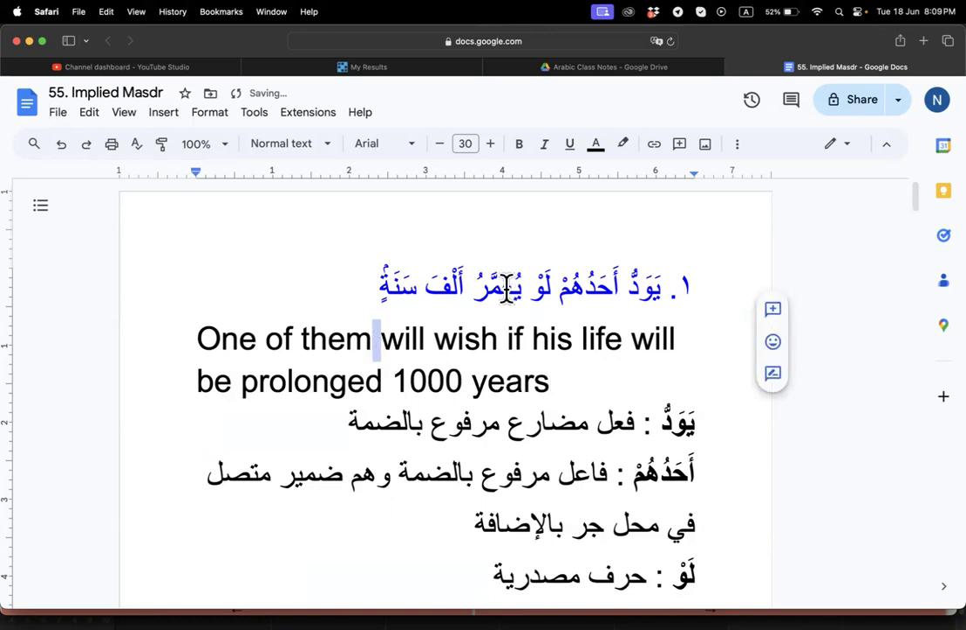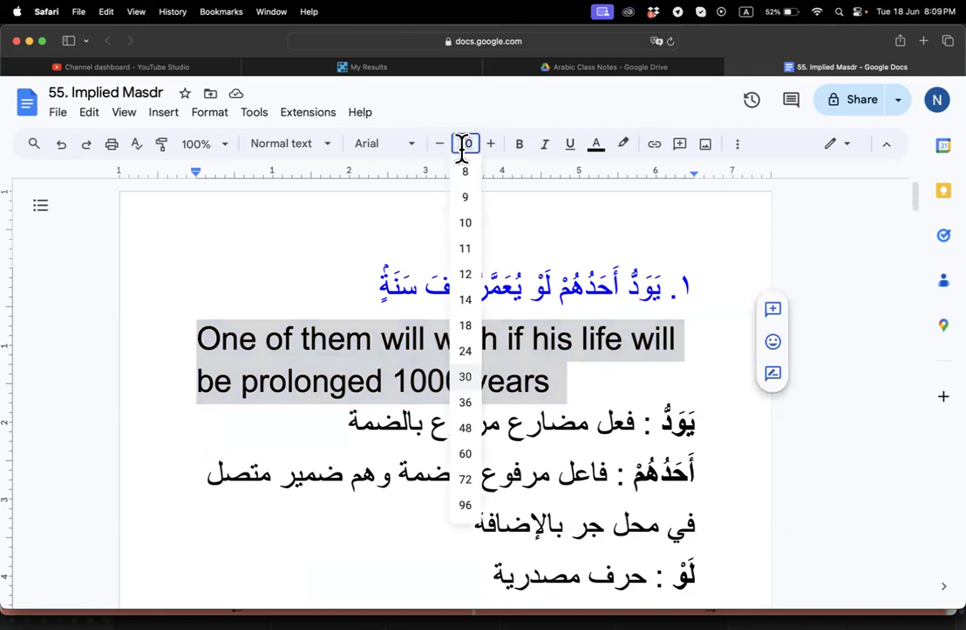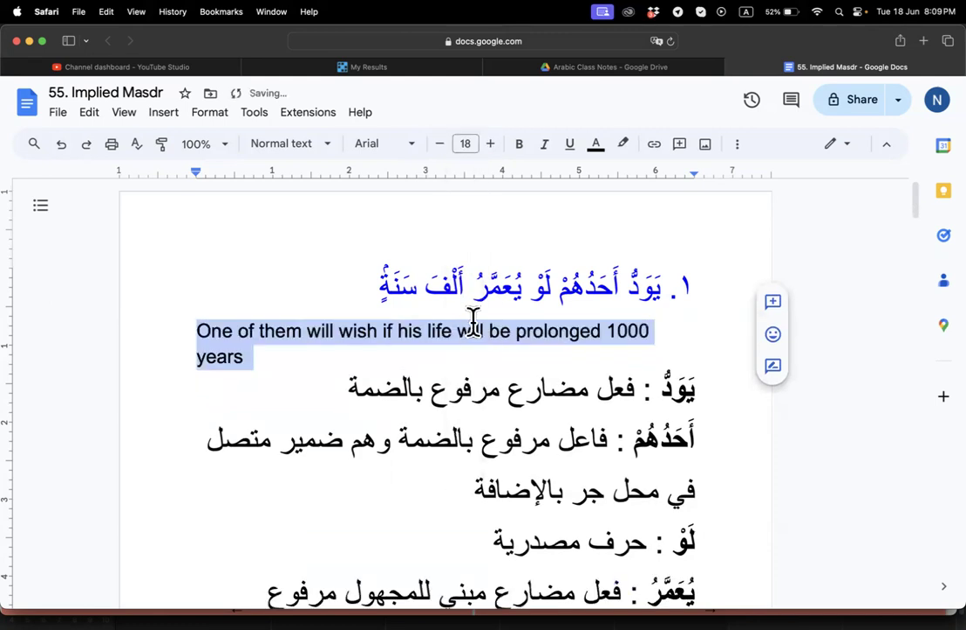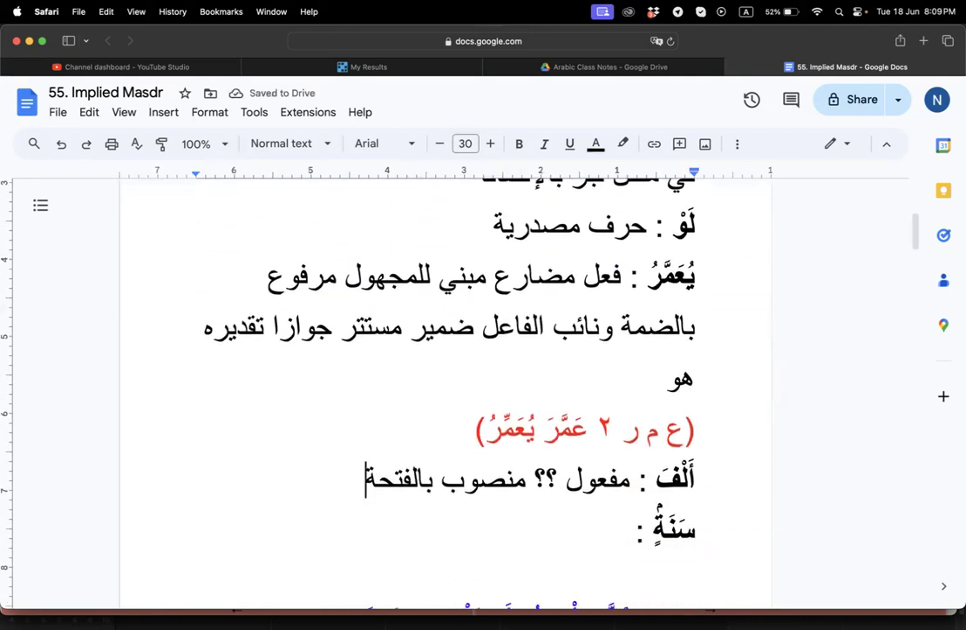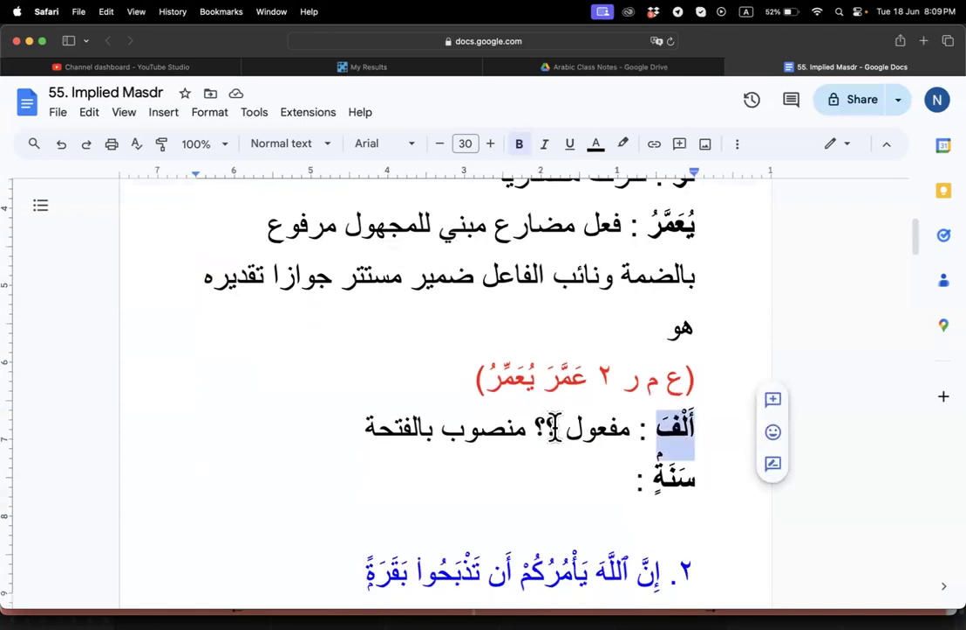So this is a fa'il, and this is some sort of maf'ul. If there was no alf, this yu'ammar is talking about the years, right? So if it's the years, what kind of maf'ul are we talking about? Zarf, basically, maf'ul fihi. So what we do is instead of maf'ul bihi here, we say maf'ul fihi or zarf, the same. So zaman, mansub bil fathah. And then what is the fragment here, alfa sanatin? Mudaf ilayhi. Yes, exactly.